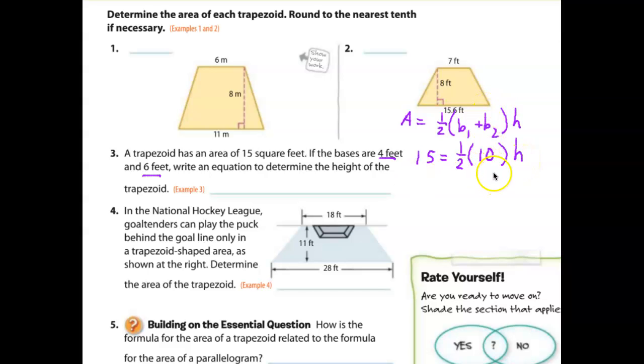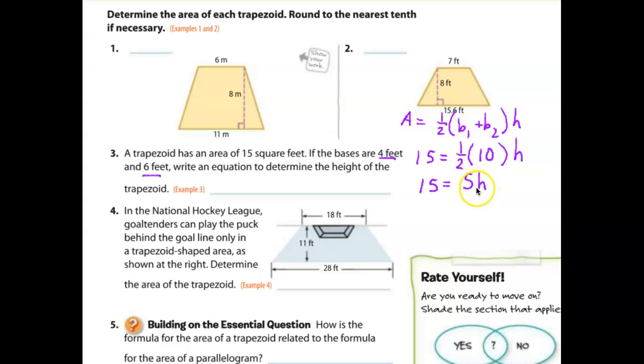All right, let's go ahead and solve for this. So if we have 15 is equal to 1/2 times 10, what is 1/2 times 10? What is 1/2 of 10? Answer that for me, please. Very good. I'm going to rewrite the problem here. 1/2 times 10 is the same as 5. So we have 5 times h.